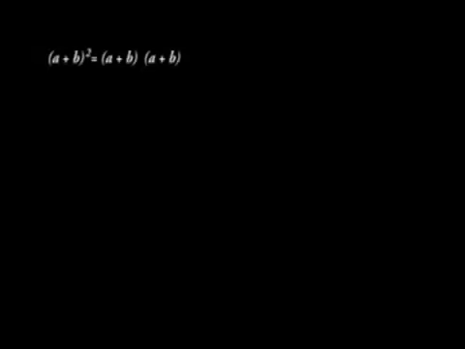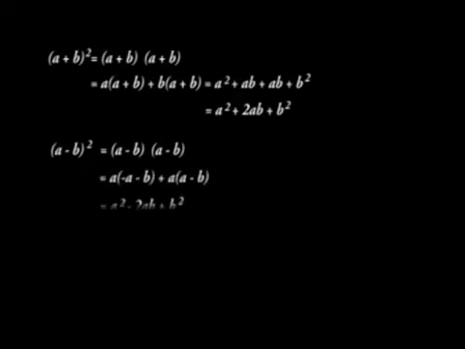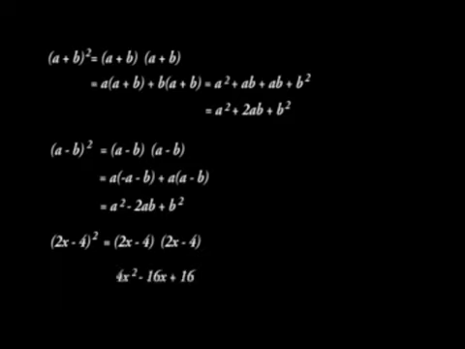Examples: (a + b) squared is equal to (a + b)(a + b), which gives us a squared + 2ab + b squared. (a - b) squared is equal to (a - b)(a - b), giving us a squared - 2ab + b squared. (2x - 4) squared is equal to (2x - 4)(2x - 4), giving us 4x squared minus 16x plus 16.